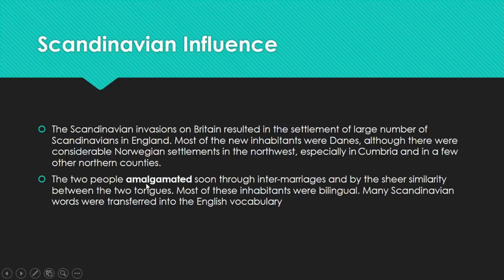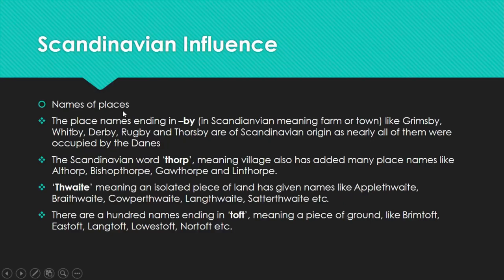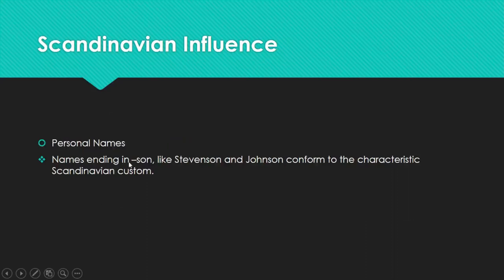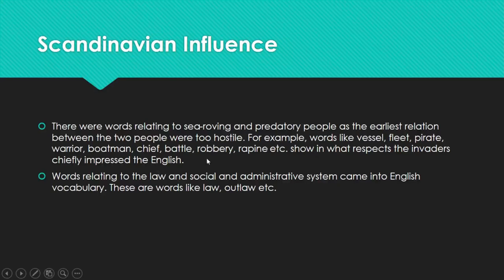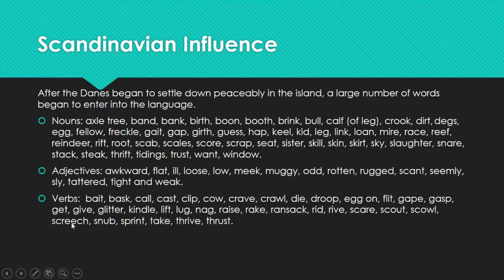People were bilingual, and many Scandinavian words were transferred to English vocabulary, mainly names of places ending in by, thorp, thwaite, toft, etc., and personal names ending in son. And words related to sea roving and predatory people, words related to law and social life, and nouns, adjectives, and verbs. So this has brought us to the end of the class.